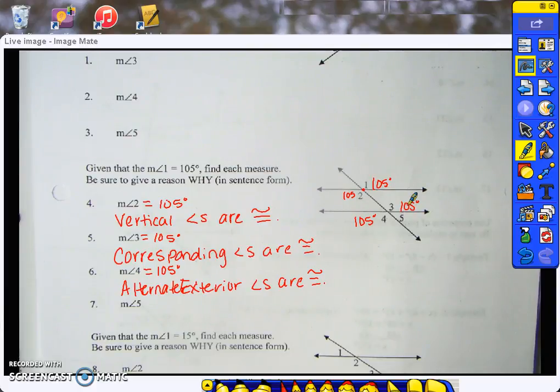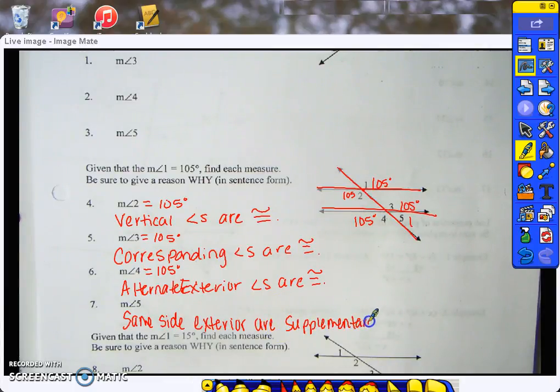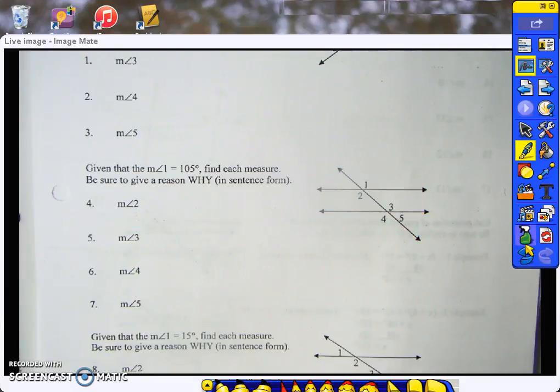Measure of angle 5, they're on the same side of the transversal, on the outside of the parallel lines. So it is the same side exterior, which means that they are supplementary. When you have supplementary angles, you subtract your degree from 180, and that gives us 75 degrees. Alright, the next set, 8 through 10.